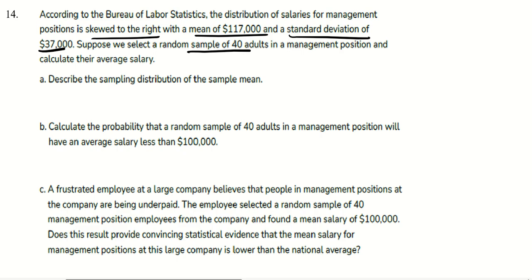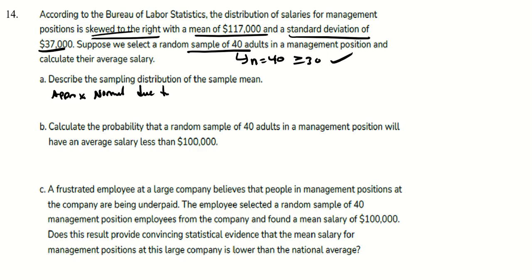Okay, so again, we've done this before. Because it's 40 adults, n equals 40, which is greater than or equal to 30. So even if this is skewed to the right, it's still going to be approximately normal because of the central limit theorem. Now calculate the probability. Random sample of 40 adults, so n is 40, and we'll have an average salary. The probability that the average salary is less than 100,000.